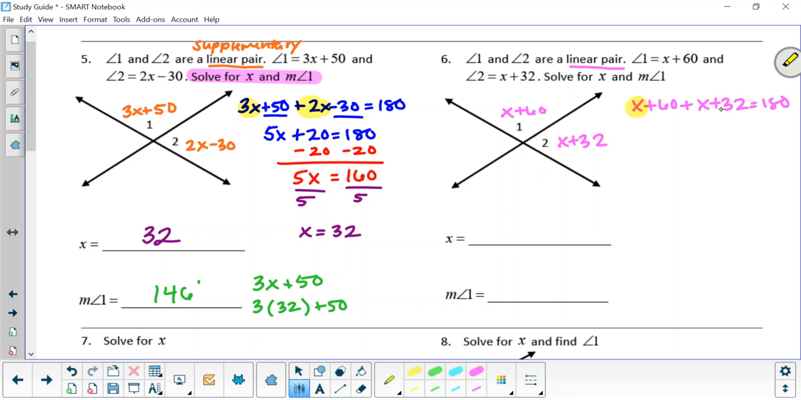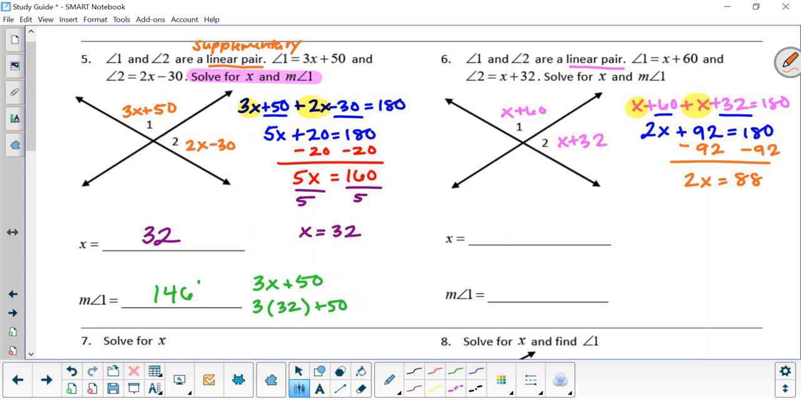Combine my like terms, x plus x, that gives me 2 x's. 60 plus 32 gives me 92 equals 180. So now if I subtract the 92, that gives me 2x to equal 88. Last step, divide by 2. So x equals 44.